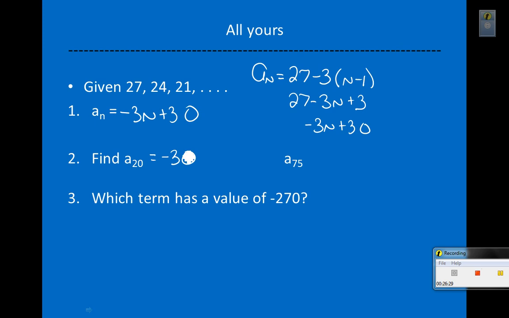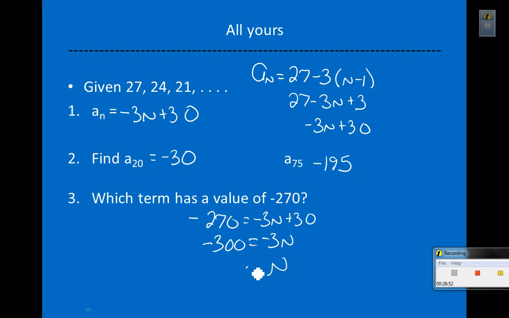Looks like negative 225, probably negative 195, I'm going to guess. And then on this one, negative 270 equal negative 3n plus 30. Negative 300 equal negative 3n. N's going to be the 100th term. I got about 5 more minutes of video for you. I got to show you how to insert arithmetic sequences, but it won't be bad.